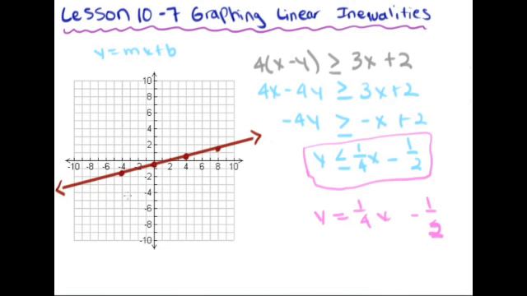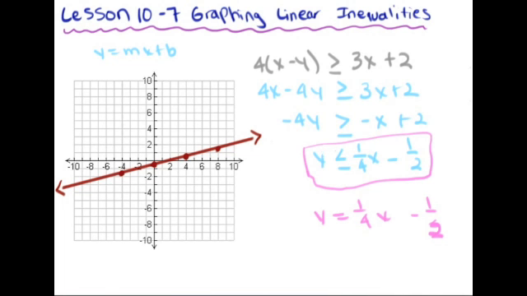So what we have to do is shade a region either below the graph or above the graph, because this is an inequality. So it will be all above the graph, including the line, because it's or equal to, or all under the line. So if this is y is less than 1/4 x minus 1/2, we would have a dashed line because the line does not represent one of the solutions.